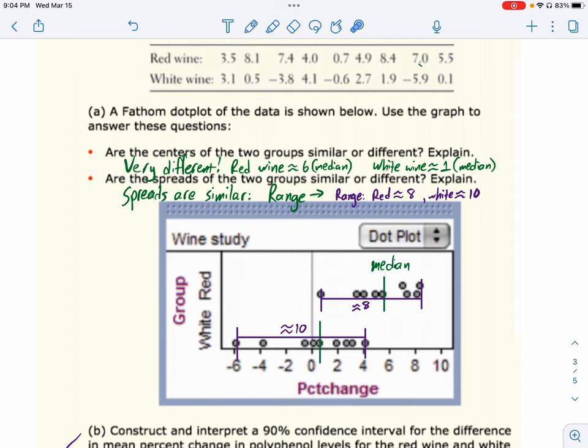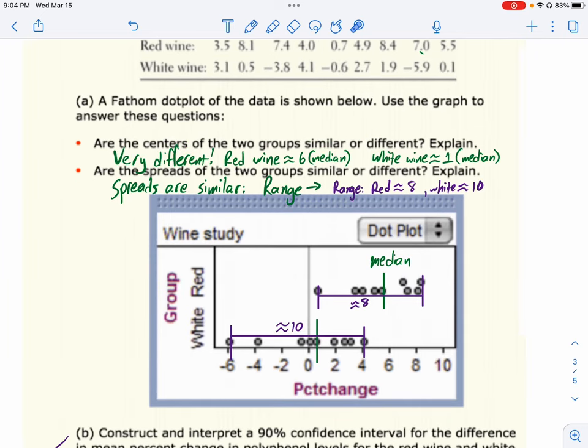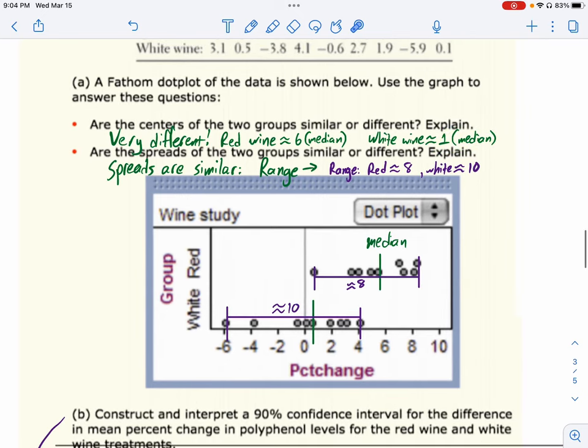So, first question though, it gives you dot plots down here. It says, are the centers of the two groups similar or different? Well, the green line is the median for both of these. So the red wine had a median of about 6. I just went 1, 2, 3, 4, 5, 1, 2, 3, 4, 5 because there's 9 data points. So the median there is about 6. And for white, 1, 2, 3, 4, 5 gives you a practically 0, or I guess I put a 1. So they're not the same. They're quite different. But the spreads are pretty similar.